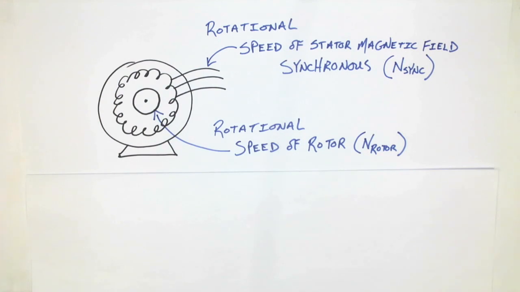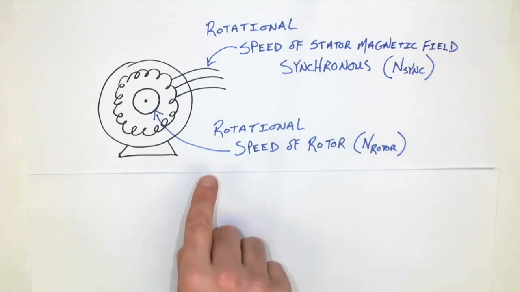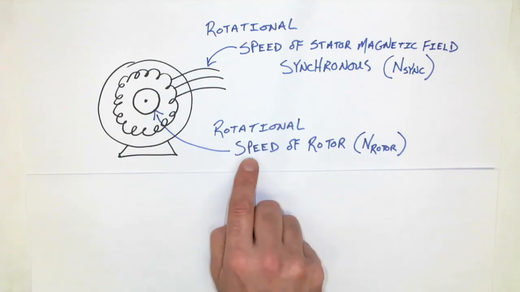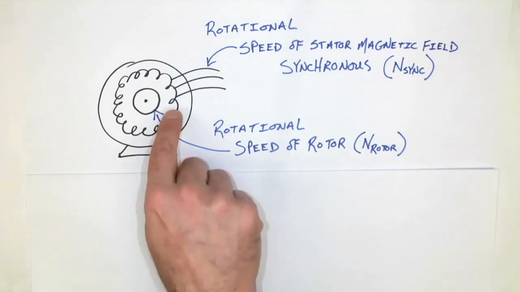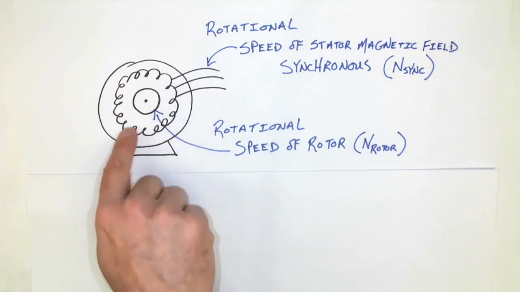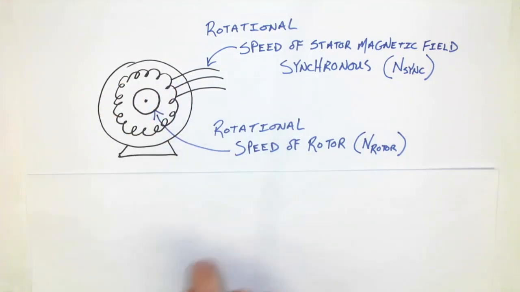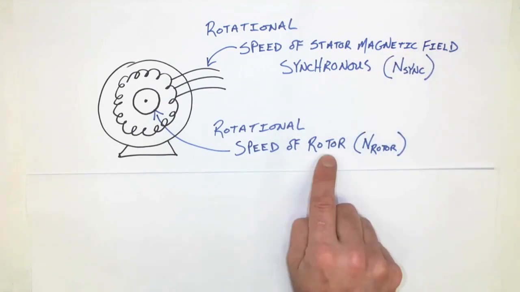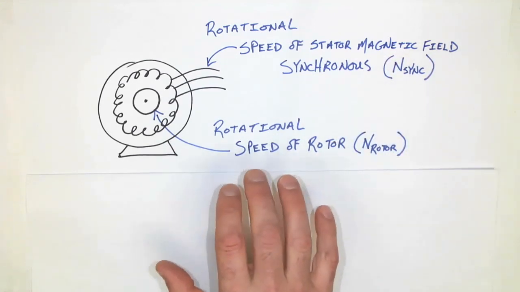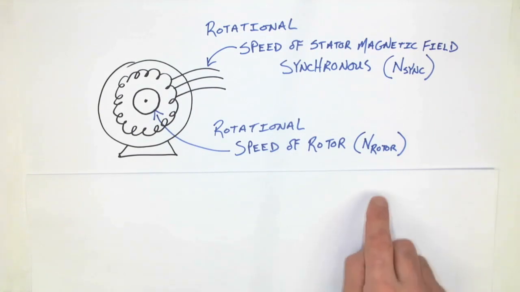Now, this is utilized because we know that the magnetic field speed of the stator is going to have a direct relationship to the rotor. The rotor gets pulled and pushed along by the stator, and that means that this is going to be somehow based on this. So we have two different speeds: the synchronous speed, which is magnetic field speed, and then we have the rotor speed, which is the mechanical rotational speed of the rotor itself, and that's N of the rotor.